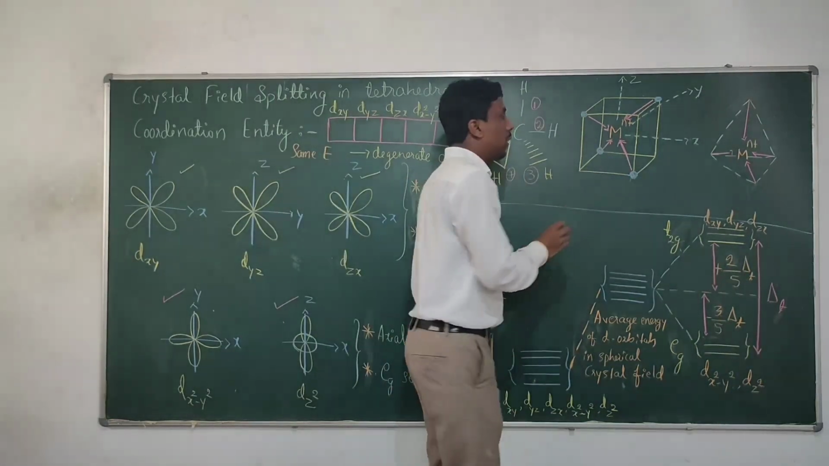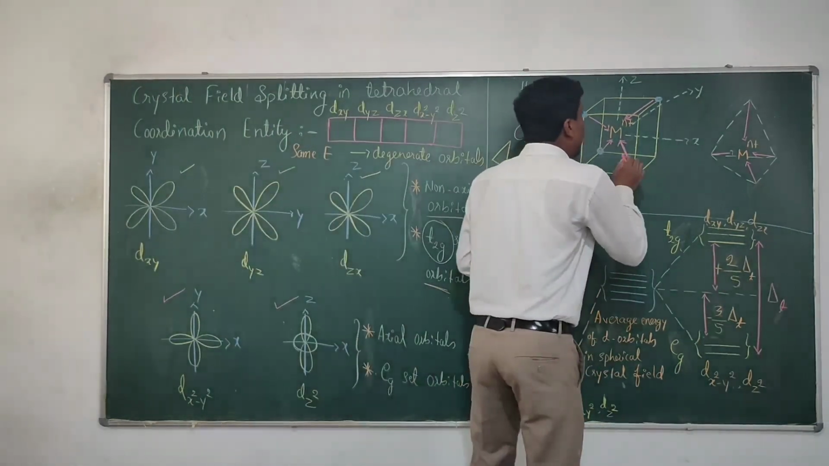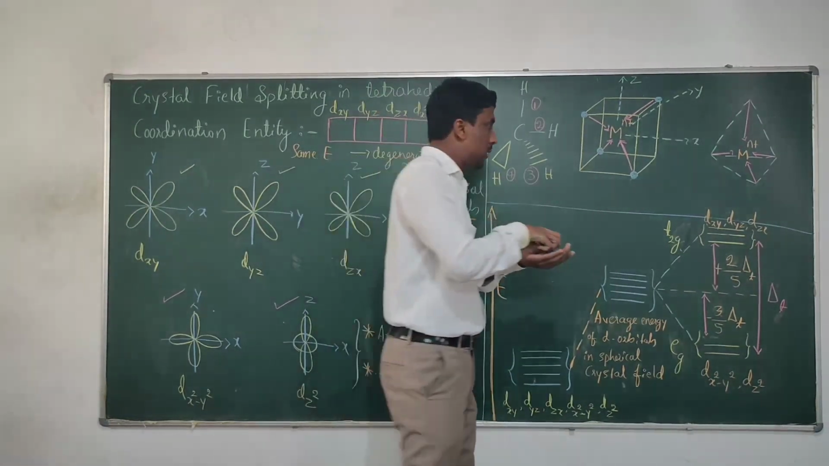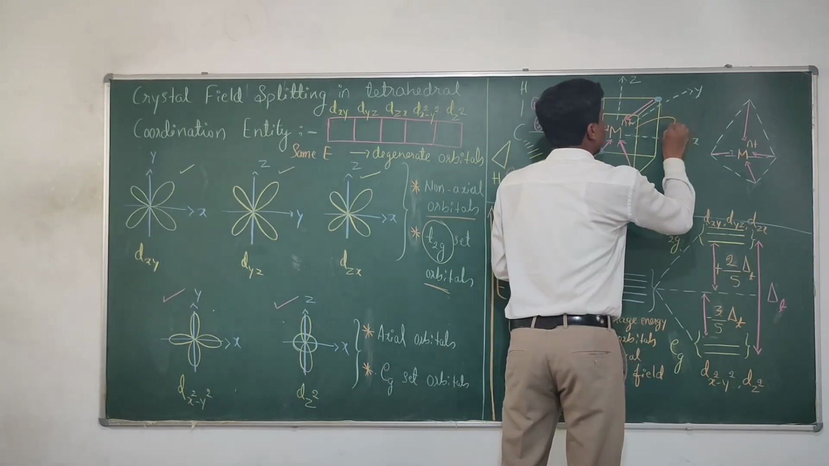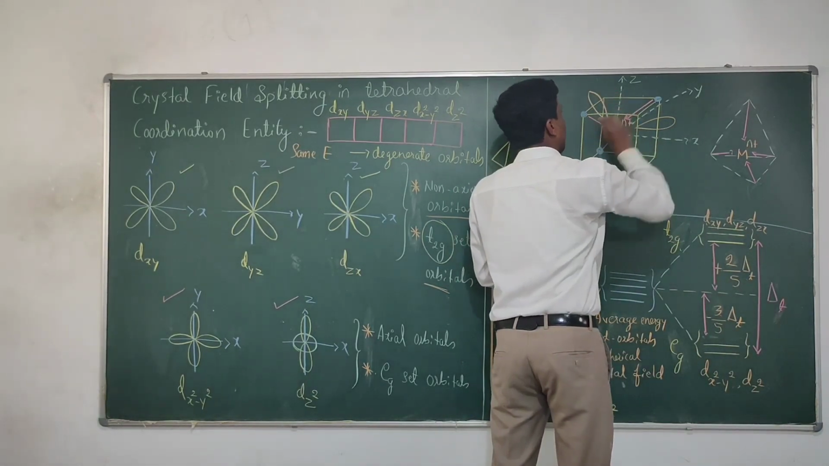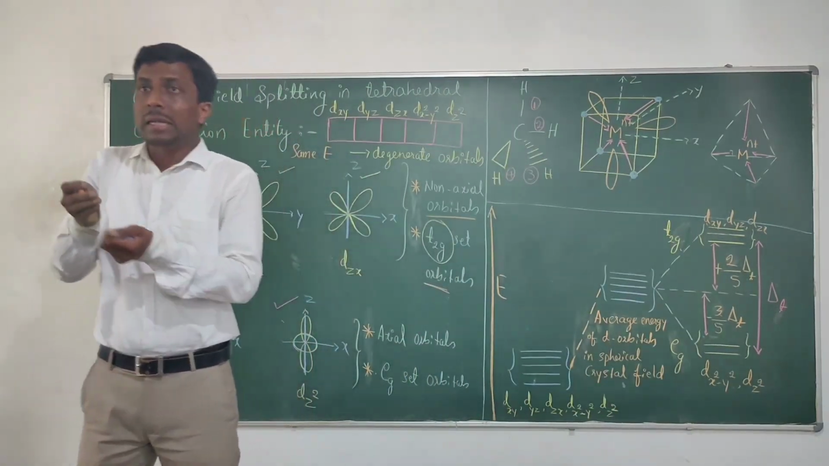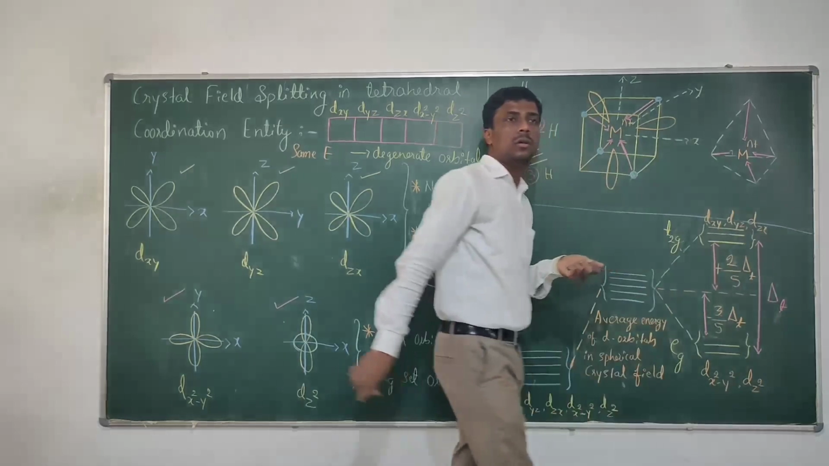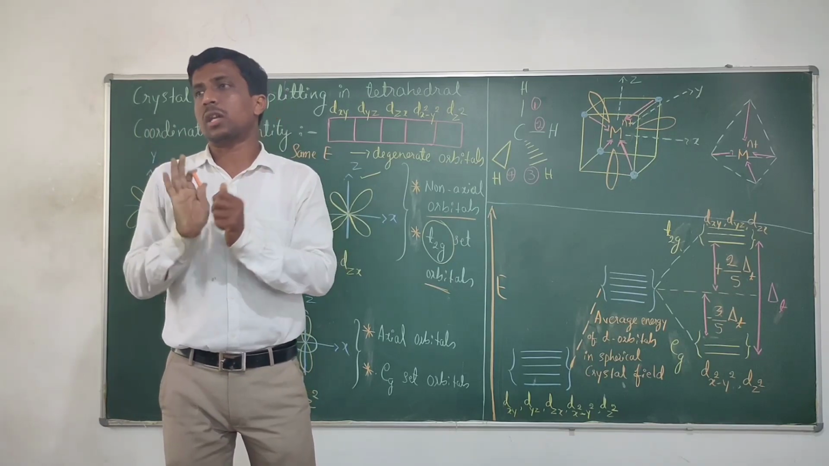But the 3d orbitals dxy, dyz and dzx are relatively closer to the direction of the ligands. How is it here? You have to imagine in between the axes. Lobes are present in between the axes. Those lobes which are present in between are relatively closer to the direction of the ligands. They are also not directly approaching the ligands, but they are relatively closer.